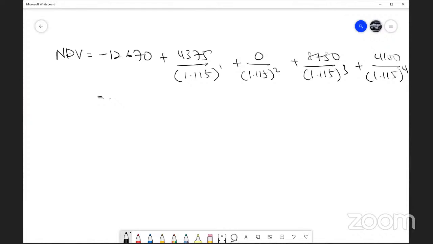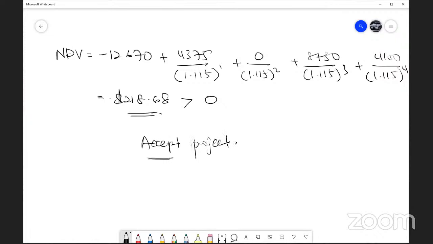Very fast. Okay, very fast. 218.68. Very good, Zarin. All right. So this is a positive NPV. So this is more than 0. So you accept this project. Okay, very good. Positive 218.68. So it's more than 0. So you will accept this project.